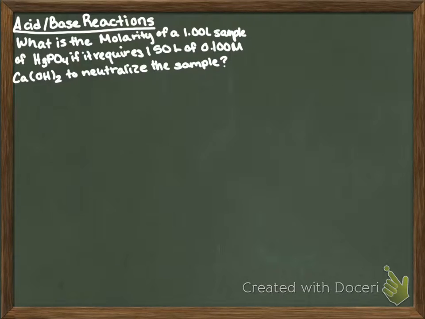In this problem, it says, what is the molarity of a 1 liter sample of H3PO4 if it requires 1.50 liters of a 0.100 molar Ca(OH)2 solution to neutralize the sample. And so we can see here that it's talking about H3PO4 and Ca(OH)2. So we've got our acid, which is H3PO4, which we can tell because it's got a hydrogen in the front. That's going to be our indicator of an acid. We've also got Ca(OH)2, which has an OH on the back, which is our indicator for a base.